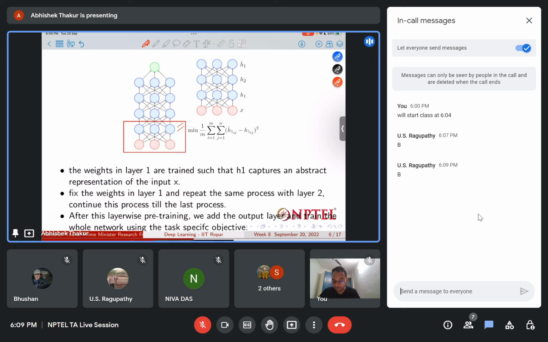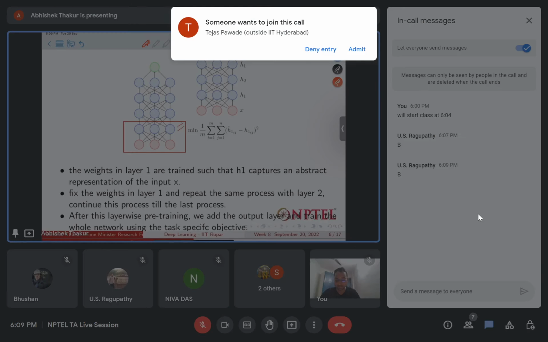The weights in layer one are trained such that H1 captures an abstract representation of the input X, and at the end of these steps, the weights in layer 1 are trained. Now we fix those weights in layer 1 and repeat the same process with layer 2. We do this process until all the weight layers are trained. After this layer-wise pre-training, we add the output layer, once we get all the weights in the different layers.